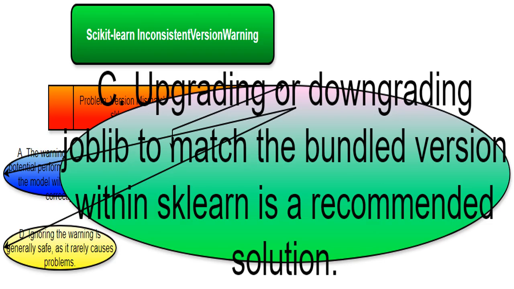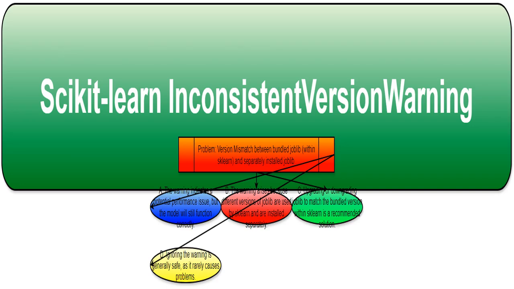To fix this, either upgrade the separately installed JobLib to match Sklearn's version or downgrade your standalone JobLib to match Sklearn's internal JobLib. This ensures everything works in harmony. It's like making sure you use the same edition of a textbook for all your classes to avoid confusion. While your model will probably still run, this warning suggests potential performance problems. Think of a race car with mismatched parts. It might still run, but not at its best. The mismatch could cause unforeseen slowdowns or unexpected outputs.